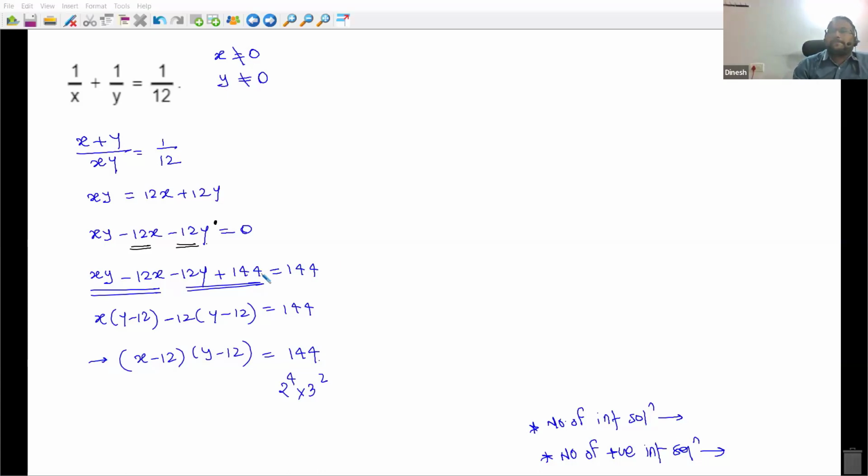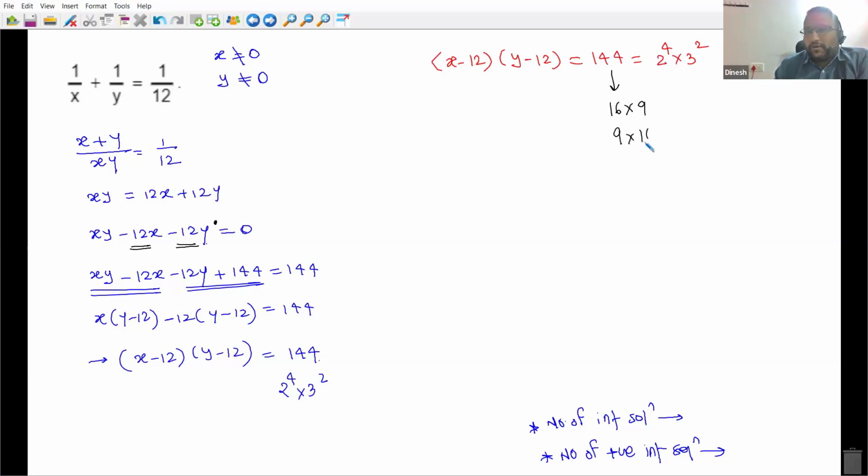Third step is, we got x minus 12 into y minus 12 is equal to 2 to the power 4 into 3 to the power 2, or 144. So now look here. Just take one example now. This 144 we can write 16 into 9. We can write 9 into 16. We can write minus 16 into minus 9. We can write minus 9 into minus 16.